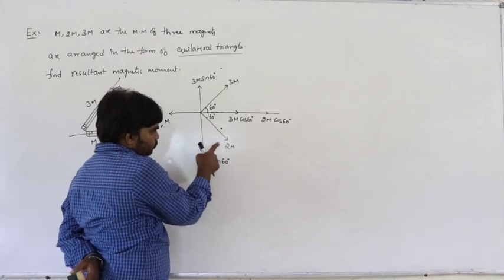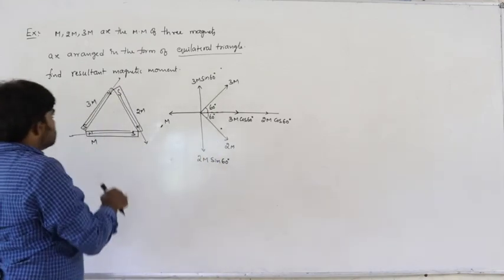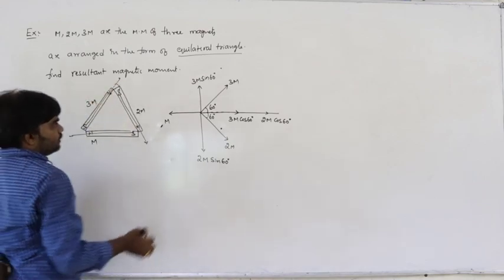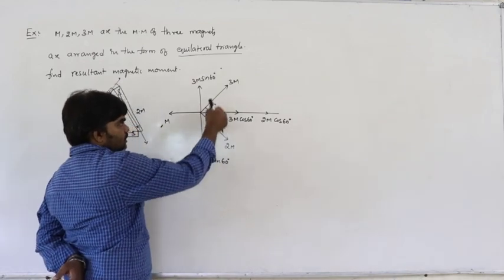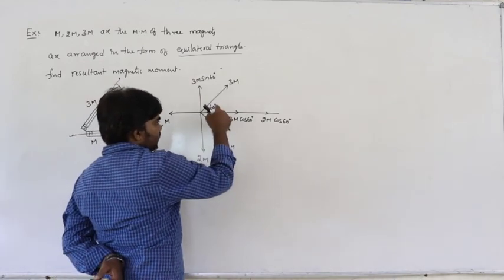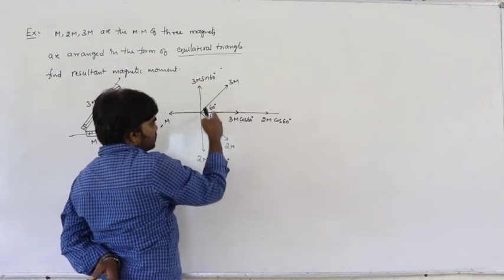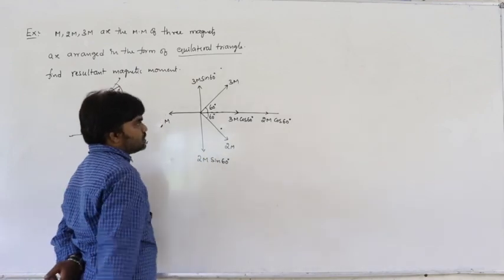This is the direction of 2M. The total angle between 3M and 2M is 120. So this is 3M and this is 2M. The total angle is 120 here, so the horizontal line gives equal angles of 60 and 60. So 3M makes an angle of 60 with the horizontal. That's why 3M cos 60, 3M sin 60. Again, 2M makes an angle of 60: 2M cos 60, 2M sin 60.